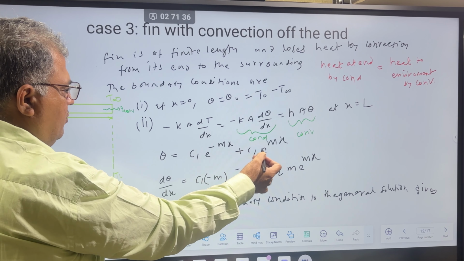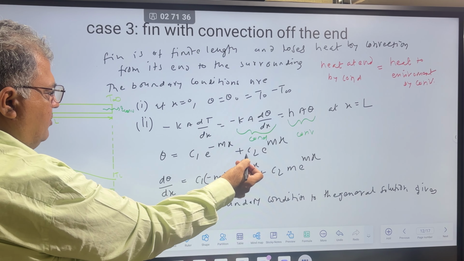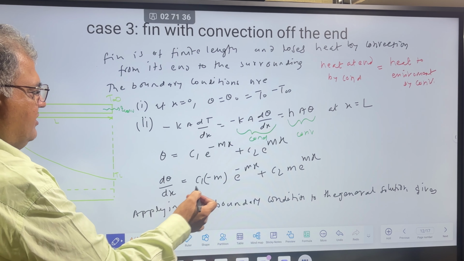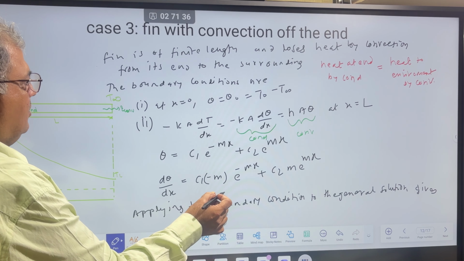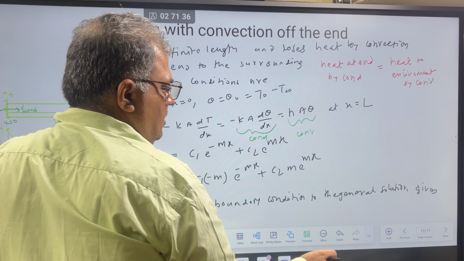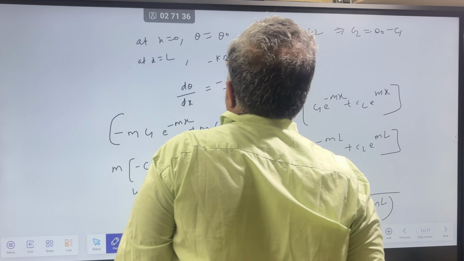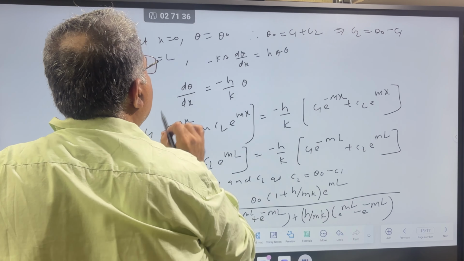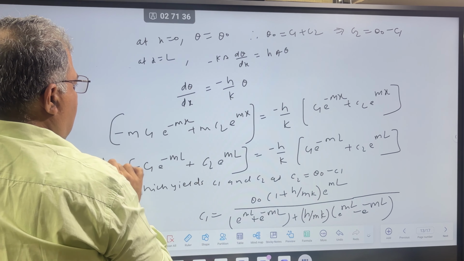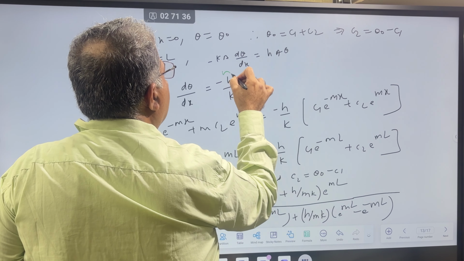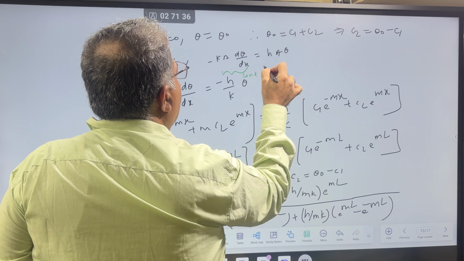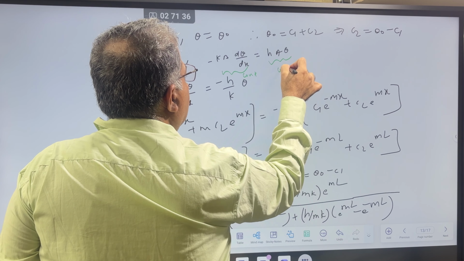Now, this solution you already know from case number 1 and 2; the same solution we have seen. Now differentiate with respect to x. So, boundary conditions to the general solution. Now at x equal to 0, theta equal to theta 0, and at x equal to L, this is conduction and convection. Here I will write conduction, and here I will write convection.